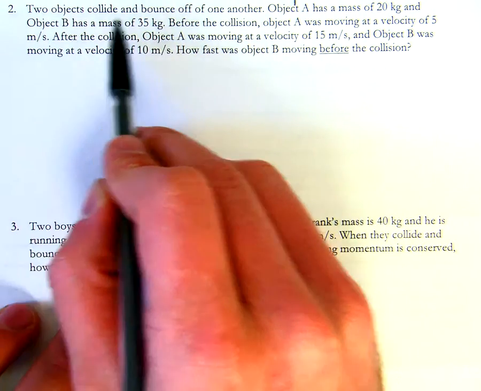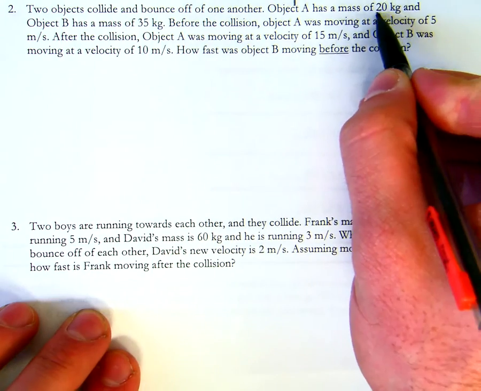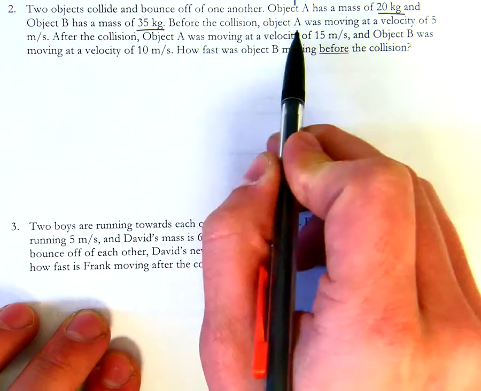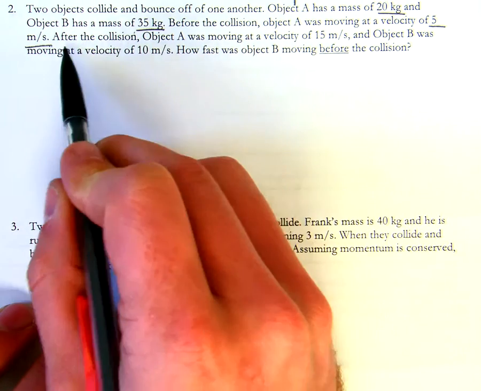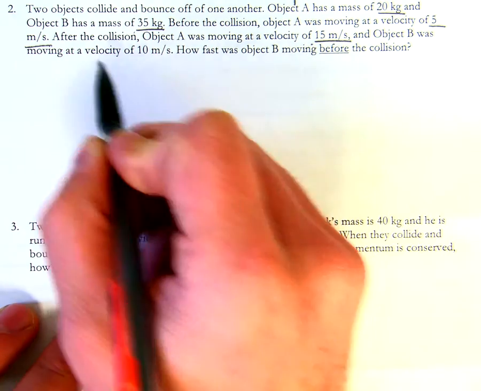Two objects collide and bounce off of one another. Object A has a mass of 20 kilograms and object B has a mass of 35 kilograms. Before the collision, object A is moving with a velocity of 5 meters per second. After the collision, object A is moving at 15 meters per second and object B is moving at 10 meters per second.